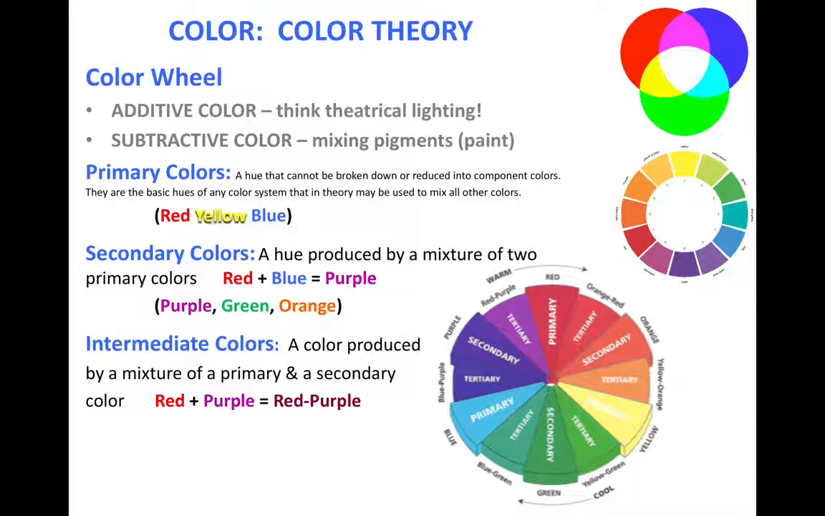Next up we have intermediate colors, and these are colors produced by a mixture of a primary and a secondary color. Now we have the color red and the color purple. We mix those together, and what do we get? We get red-purple, or some people call it purple-red. Depending on the amounts added on each side, it may look more purple than red, and so you call it purple-red, or vice versa. Some people associate that with other colors, so we can see plum, eggplant, things like that. But generally we call them intermediaries.